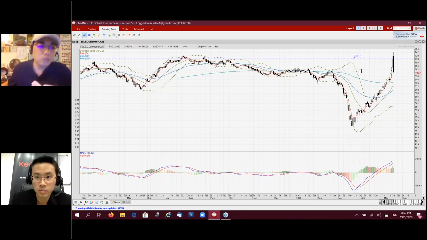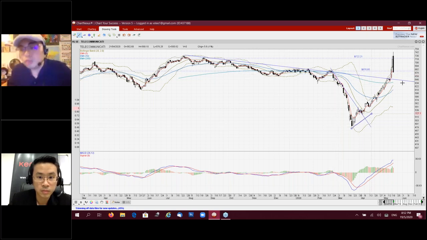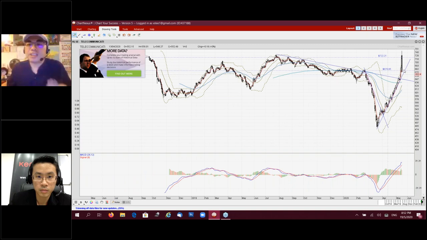So are you still looking into the potential of these counters? I would say maybe you are a little bit too late to look into telecommunication at this moment. So this one, you already have a breakout and already touched the top. Is it the furthest? Not yet. The furthest is here. So the nice resistance at 729 level serves as the resistance there.